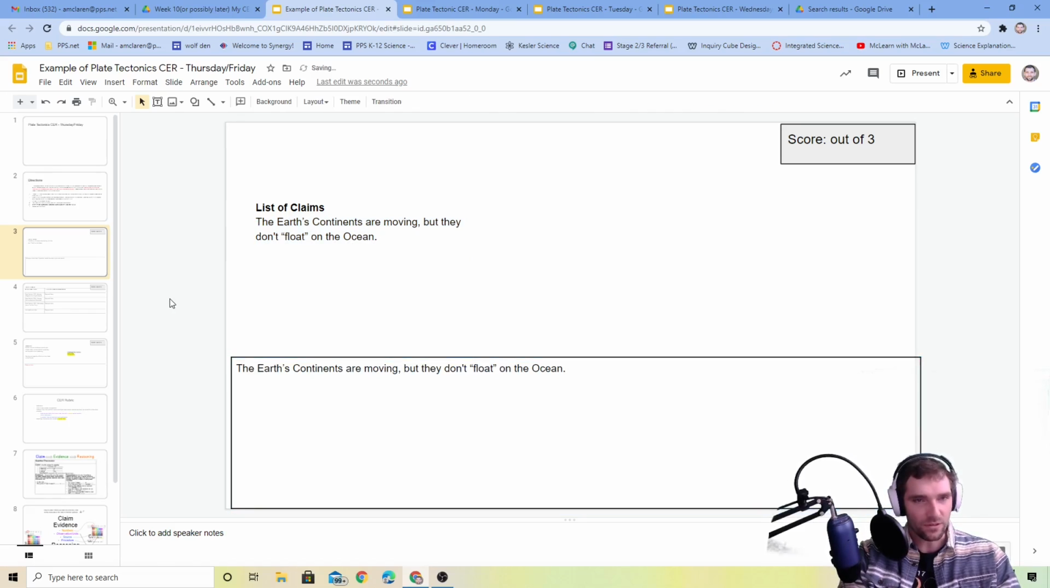So we're saying that the Earth's continents are moving, but that's not due to them floating on the ocean. This is really due to continental drift. We'll go over that more later on, but we don't want to say too much more right now. We don't want to go into that reasoning or anything.